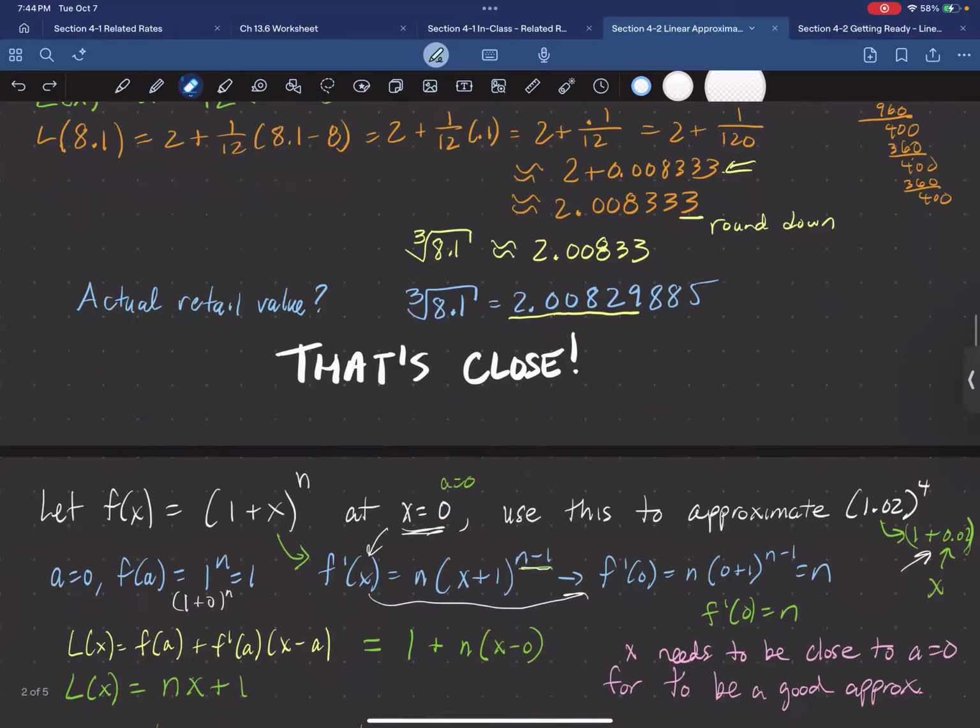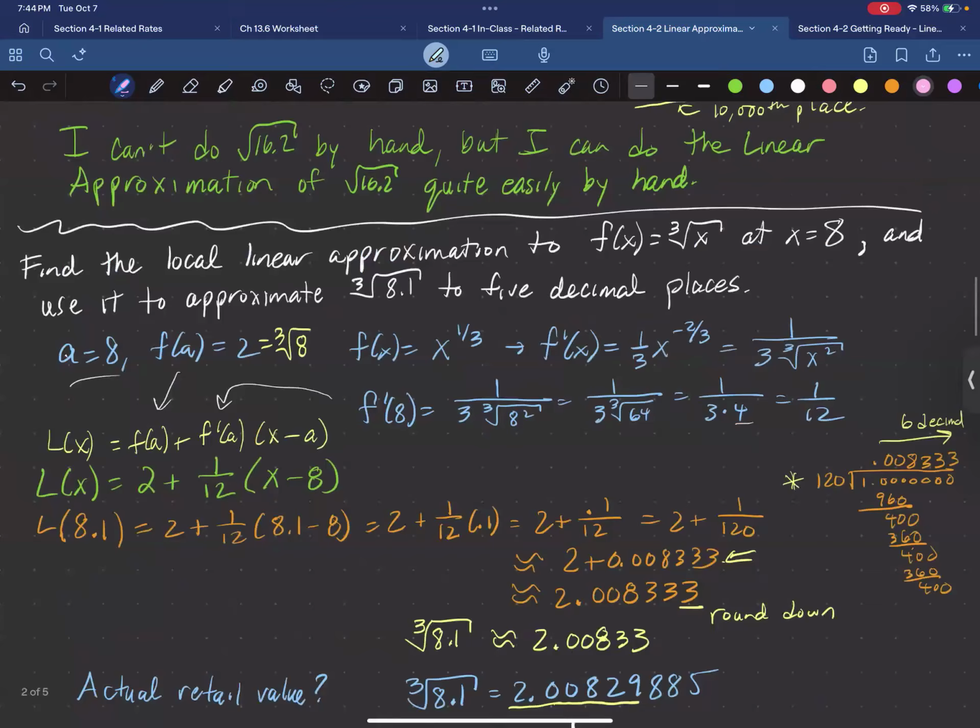We have those pieces. We're going to plug them in. f of a was 1, f prime of a was n, and then a was 0. When we multiply that out, we get 1 plus n times x. And I just rearranged it so that the nx was in the front, right there. Okay? Whenever we're using these approximations, x needs to be close to the a for the approximation to be good.